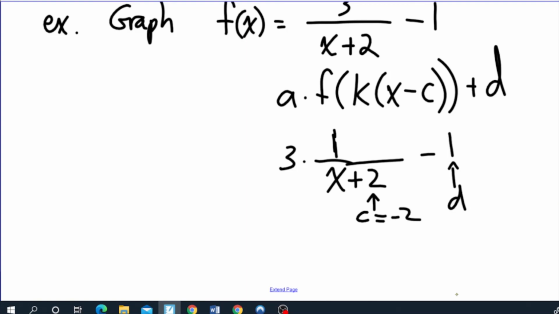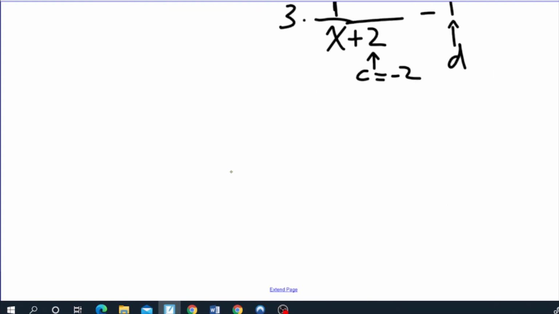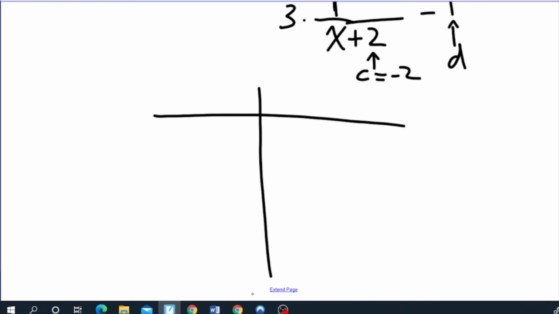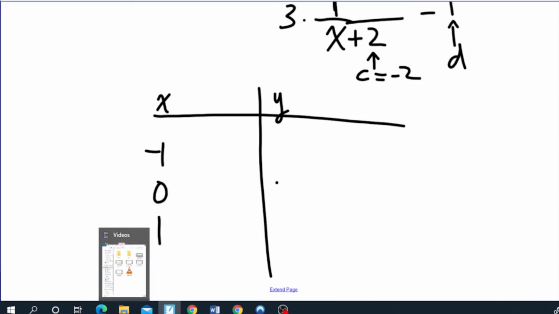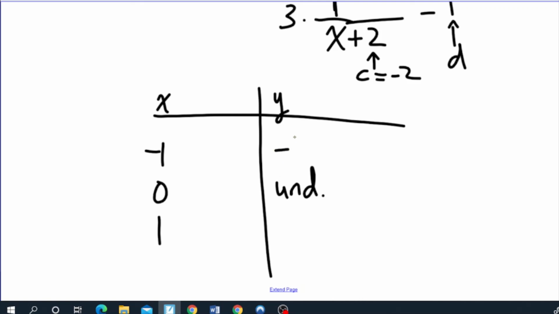Using the table of values for that graph, we have both x and y transformations. So again, I'm going to leave myself some room on the x side, and there's always going to be room on the y side. The only points we had used were negative 1, 0, and 1, remembering that at 0 we have an undefined point. At negative 1 it is a negative 1, and at 1 it is a 1.